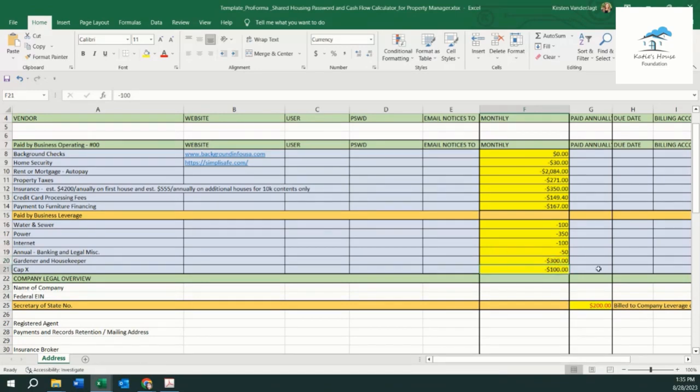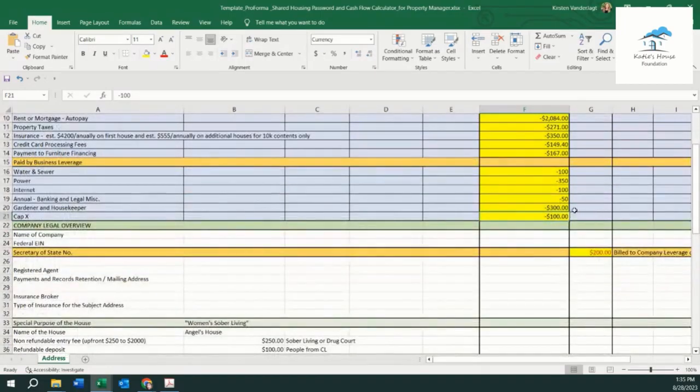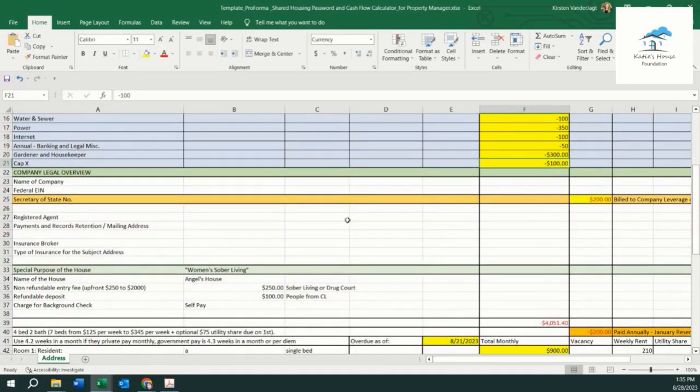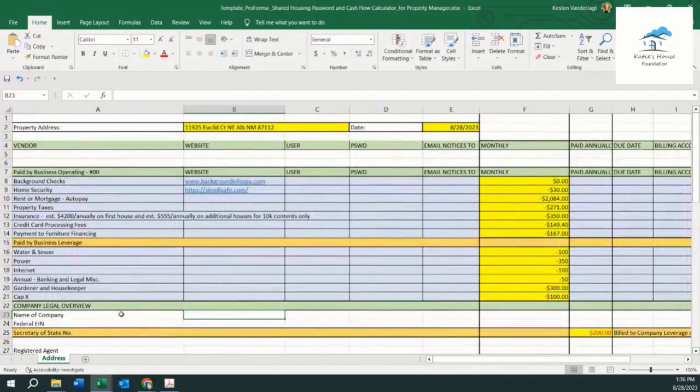And then, CapEx if we have to replace something. So we use $100 per month or $1,200 per year. Maybe we have to do some kind of upgrade to the house. That would be $1,200. And so we would put in here for the property manager the name of this particular company tied to this address. And down here, you're going to see that you would want to rename this, whatever address it is that you put up here.